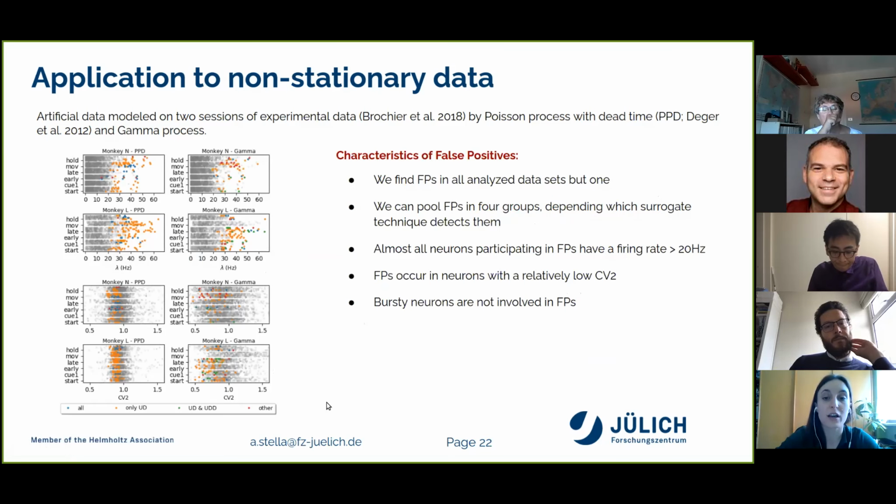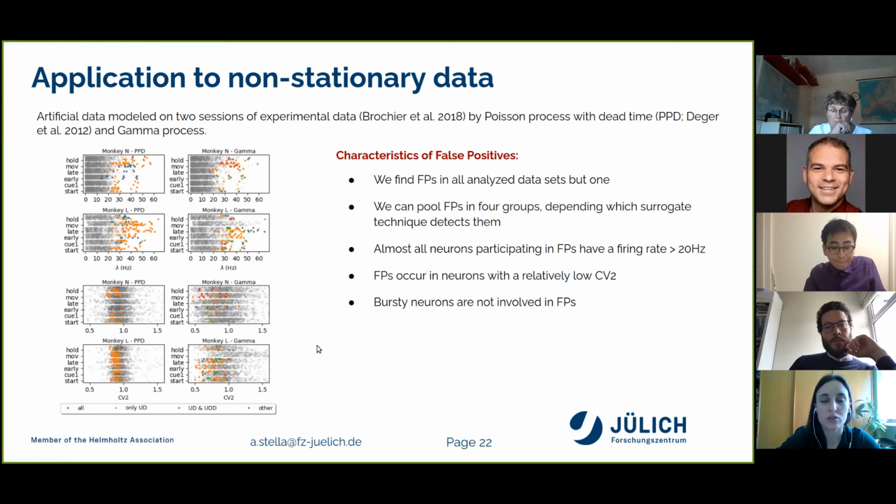Furthermore, we looked at the characteristics of the neurons involved in false positives. Mainly, we found that neurons that have a firing rate higher than 20 Hertz and a coefficient of variation lower than 1, actually CV2 because the data are non-stationary, tend to be more involved in false positives, whereas very regular neurons, neurons with low firing rate, and neurons that are bursty are not involved in false positives.